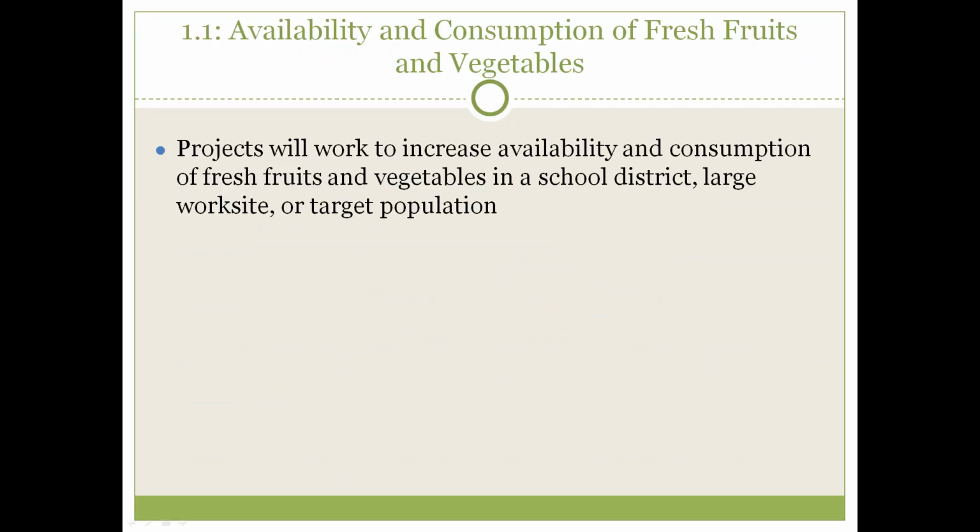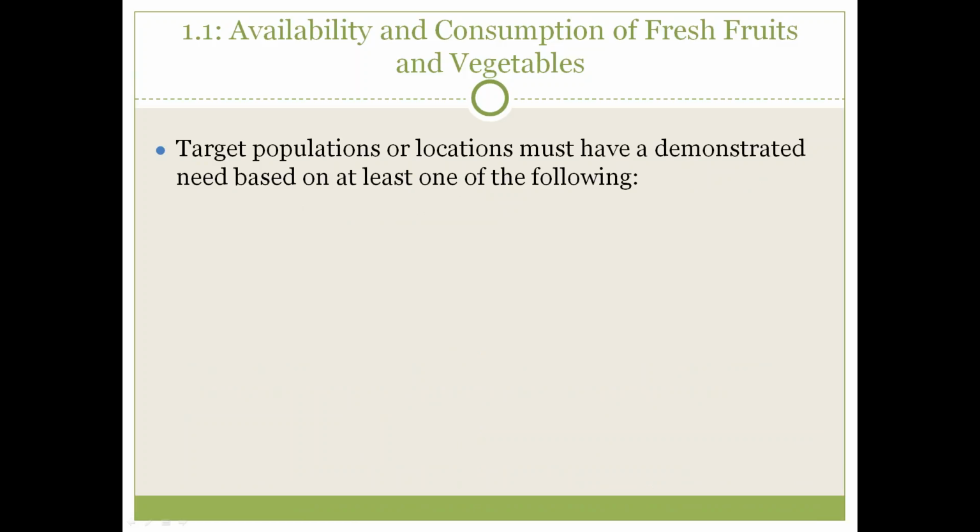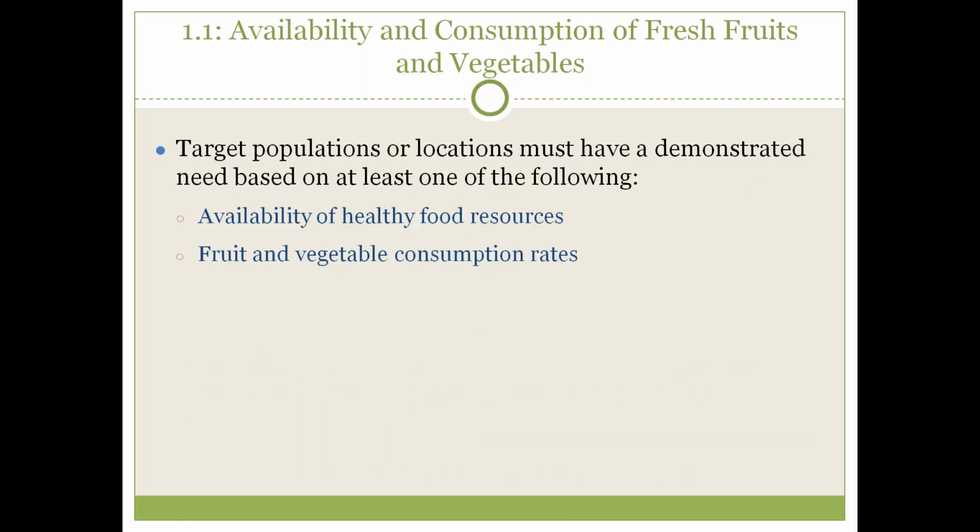For the nutrition component, projects will work to increase availability and consumption of fresh fruits and vegetables in a school district, large work site, or large population. They need to plan or expand public policies, organizational policies, or changes to the community environment within a target population or geographic location such as a local health district, county, city, town, school district, or census-designated small area. Target populations or locations must have a demonstrated need on at least one of the following: availability of healthy food resources, fruit and vegetable consumption rates, low socioeconomic status.